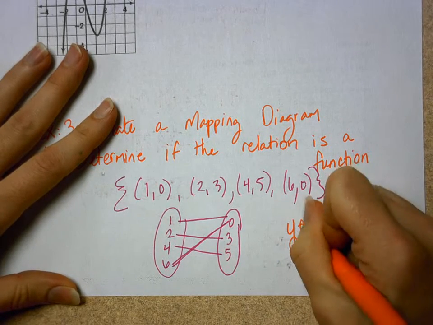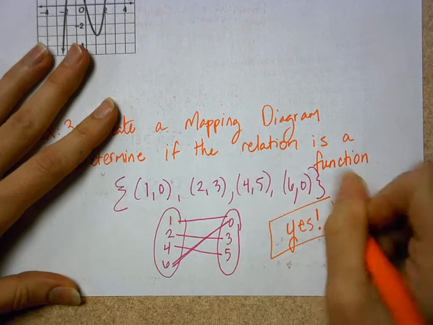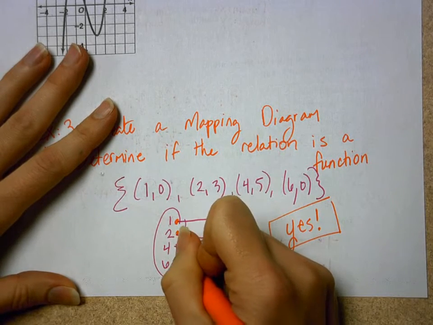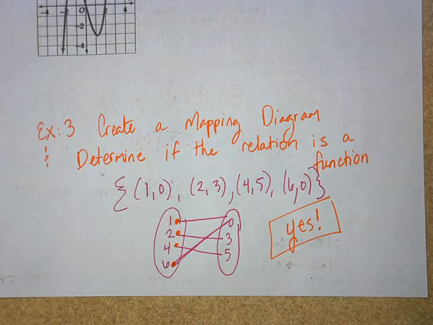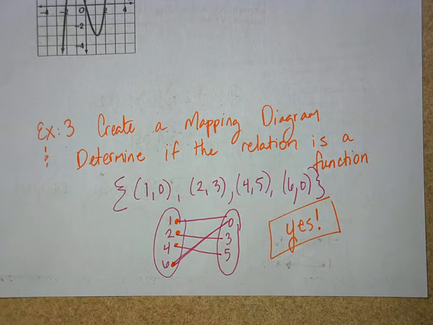Okay, hopefully you said yes, this is a function because every x only has one arrow coming from it. Every x has exactly one y. Okay, that's an example of how to complete that piece.